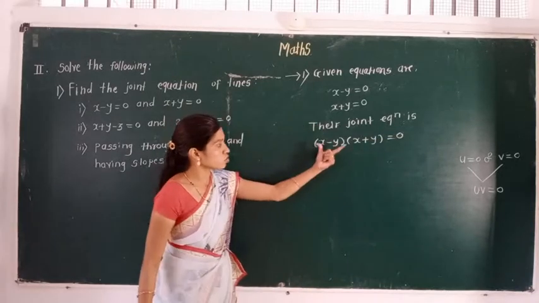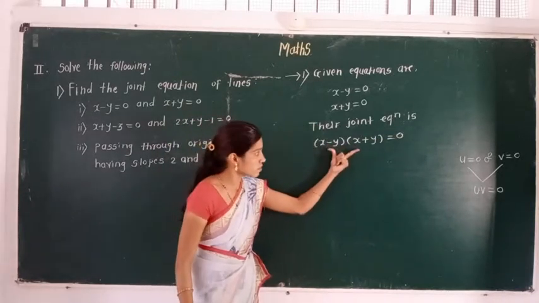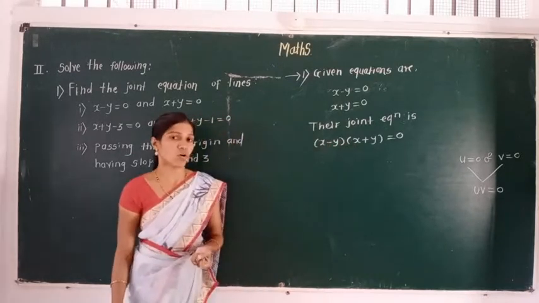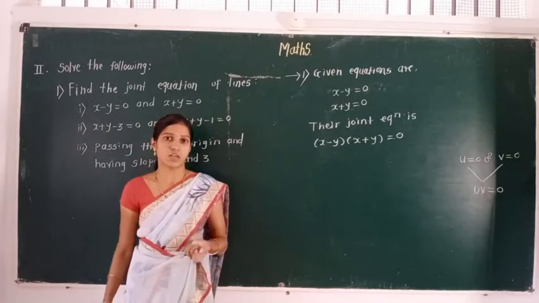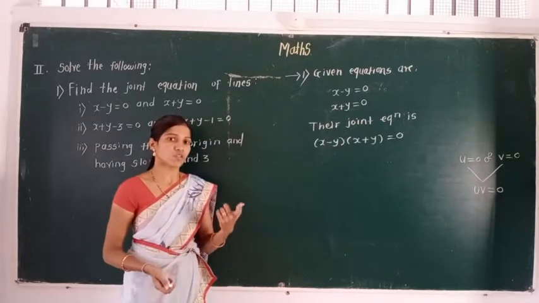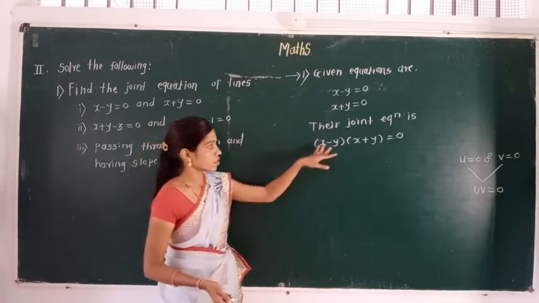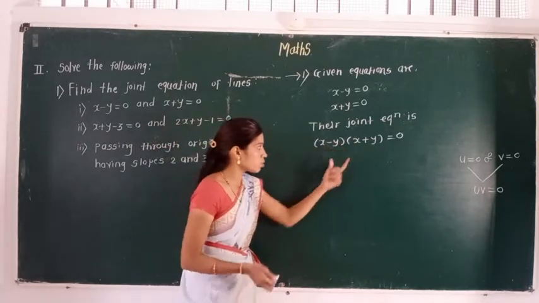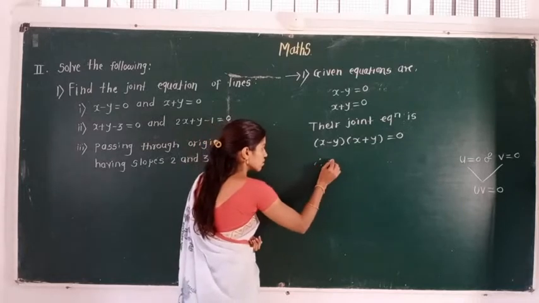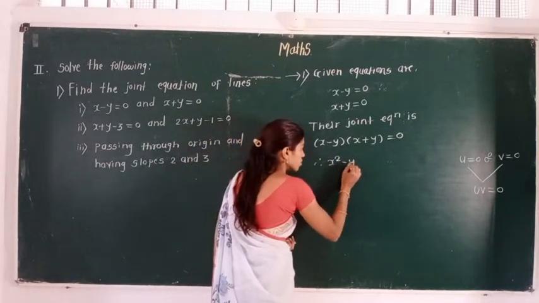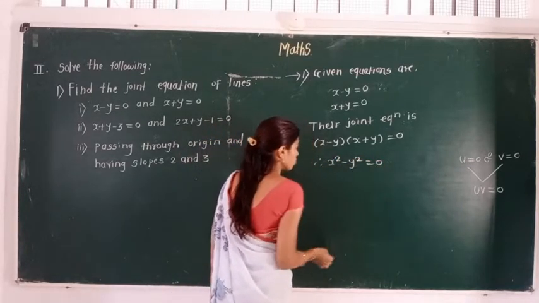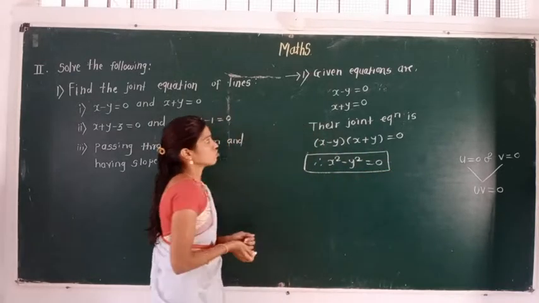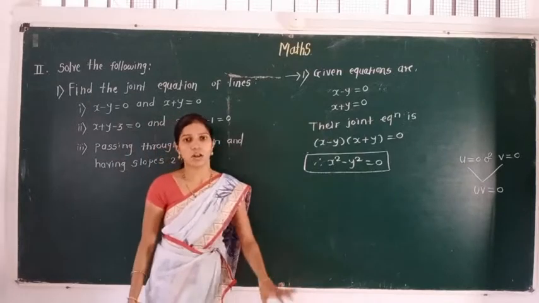Now take the product of these two brackets. But let's see, this is the expansion of x square minus y square. And we know that x square minus y square is (x plus y) into (x minus y). So the product of these two brackets is x square minus y square is equal to 0, and it's the required joint equation of the given two lines.